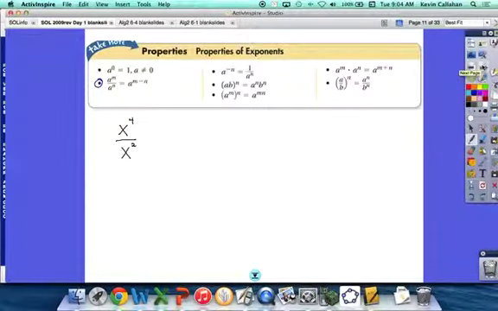All right, the next property. What do you do if you're dividing? Subtract the exponents, right? So that is x to the 4 minus 2, which is x squared. Right? Second property of exponents.